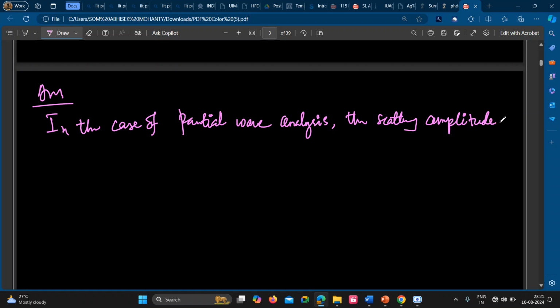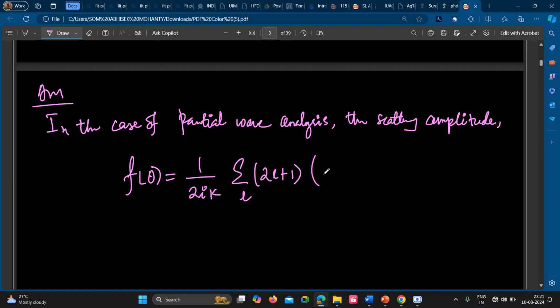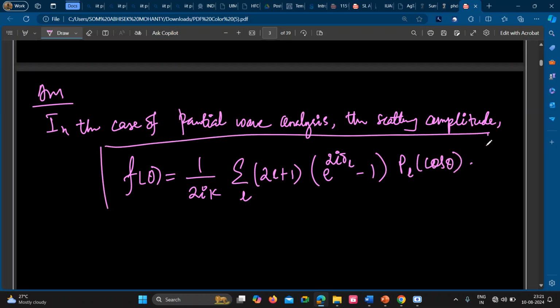The scattering amplitude f of theta is equal to 1 by 2ik, summation over L of (2L plus 1) times (e to the power 2i delta L minus 1) times P_L cos theta. So this is the expression for scattering amplitude in the case of partial wave analysis. This is kind of different from what we have done.